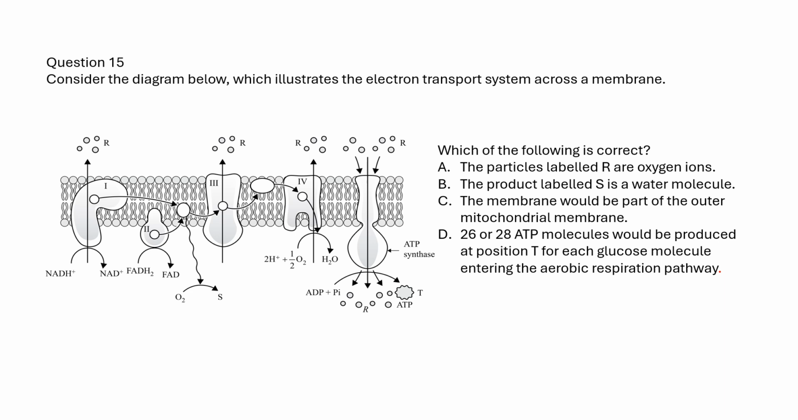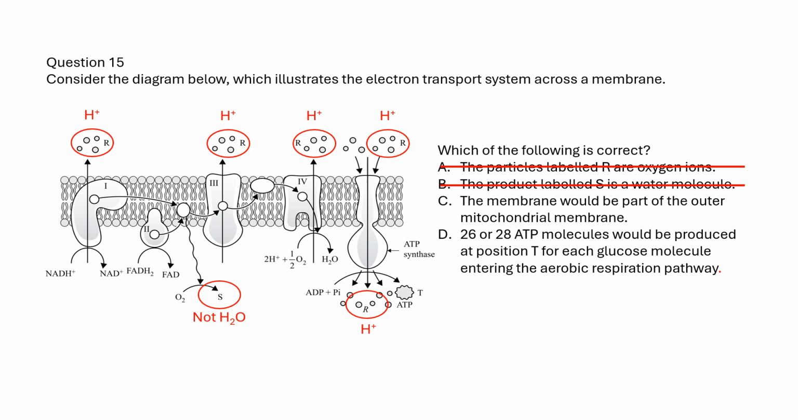R is a hydrogen ion. S is not water because no hydrogen is involved here. The electron transport is on the inner mitochondrial membrane. Yes, T is ATP. When the hydrogen ions flow through the channel, ATP is produced. So, D is correct.